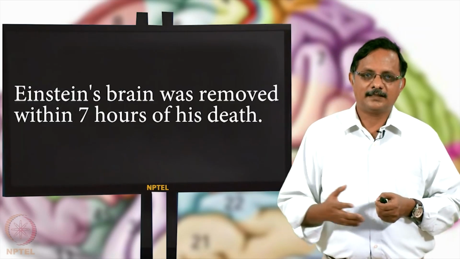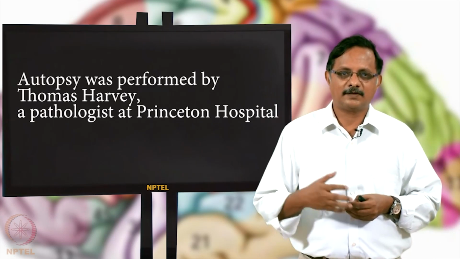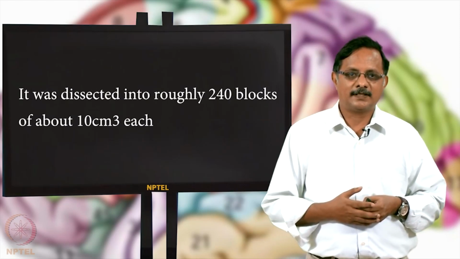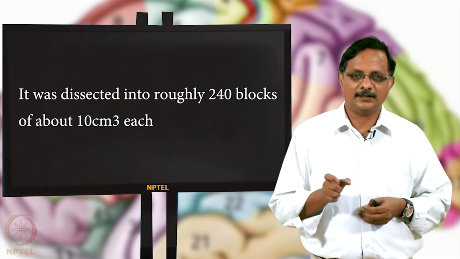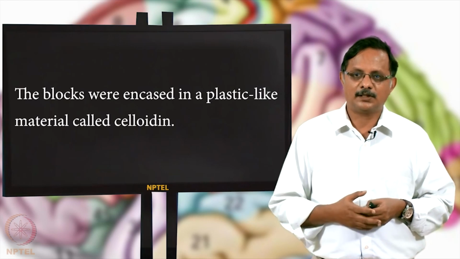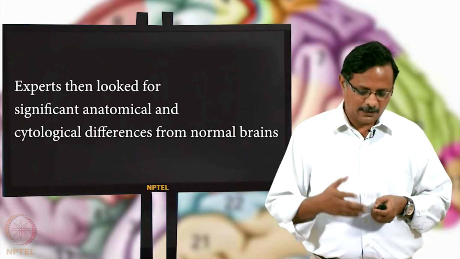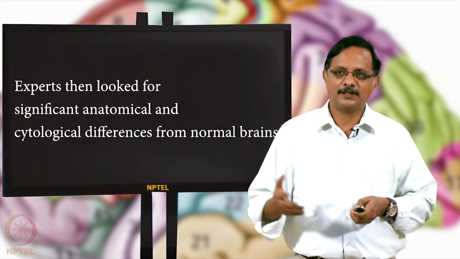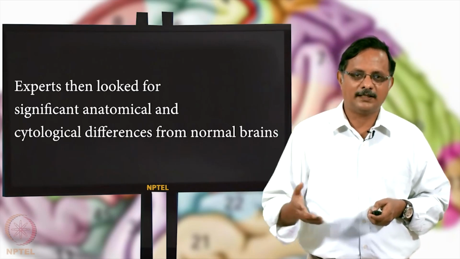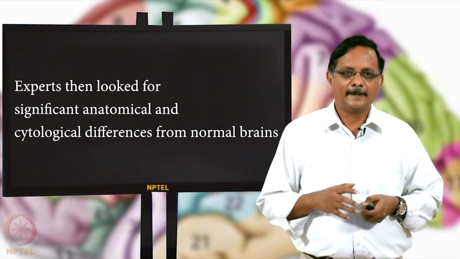After Einstein's death his brain was removed, I think with permission from his son. This was done by a person called Thomas Harvey, a pathologist at Princeton Hospital. It was dissected roughly into 240 blocks, each of about 10 cubic centimeters, and then preserved in a plastic-like material called celloidin. A lot of structural anatomical studies were done on these blocks, and there is a lot of story about how these blocks went from place to place, and several groups have studied them. I will not get into the history of what happened to Einstein's brain.